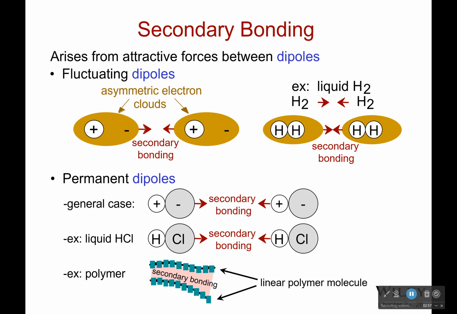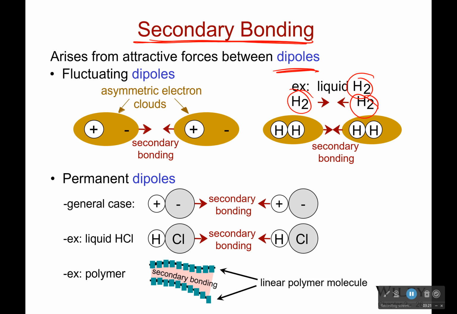Okay, now the last type is called secondary bonding. It's a very, very weak type of bond. And it arises from the attractive forces between dipoles. And you're like, what's a dipole? Well, think about liquid hydrogen, okay? Liquid hydrogen, it's happy. H2 is stable, other H2 also stable.